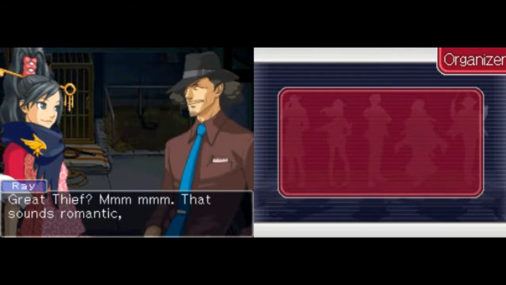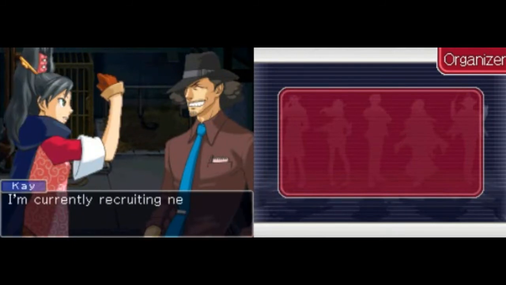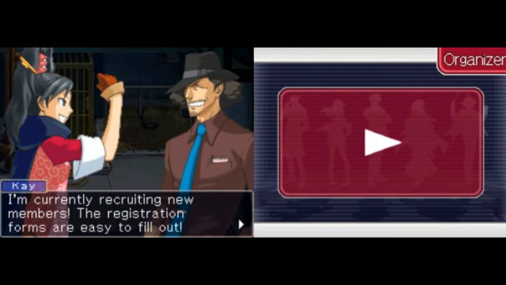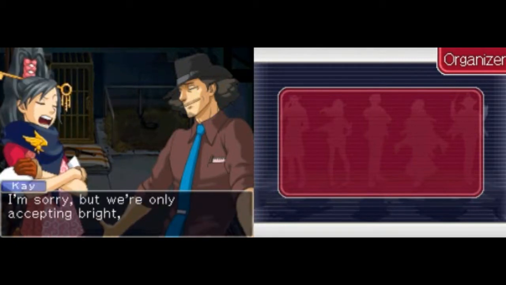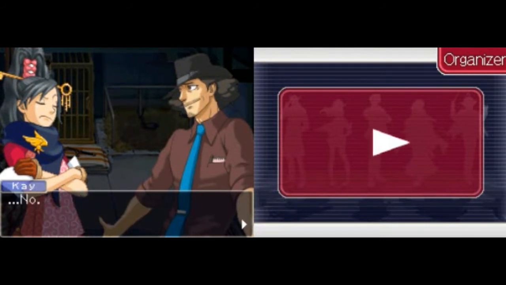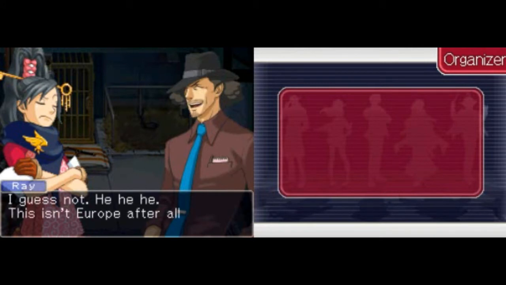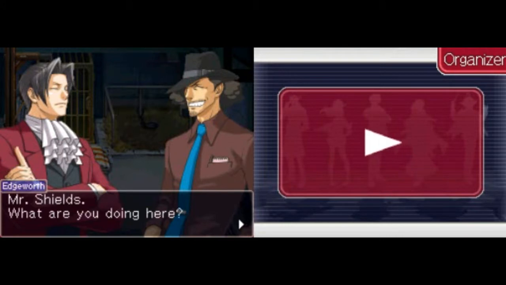Great Thief, that sounds romantic. How wonderful. Oh, Mr. Shields, you get it, right? I'm currently recruiting new members. The registration forms are easy to fill out. That's splendid. My Uncle Ray would love to join your little game. I'm sorry, but we're only accepting bright, cheerful, and energetic girls. I see, that's too bad. How about a hug then? That's the sign of affection. No. I guess not. This isn't Europe after all. Do Europeans really greet like that though? I don't know. Mr. Shields, what are you doing here?